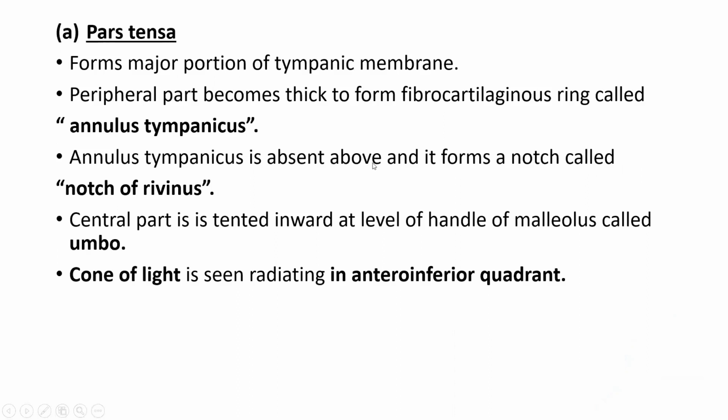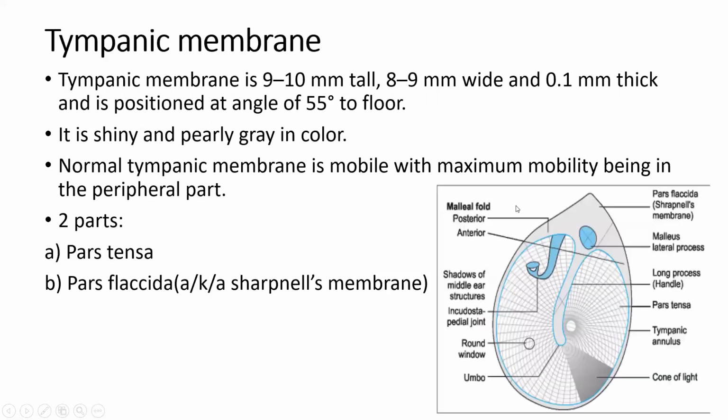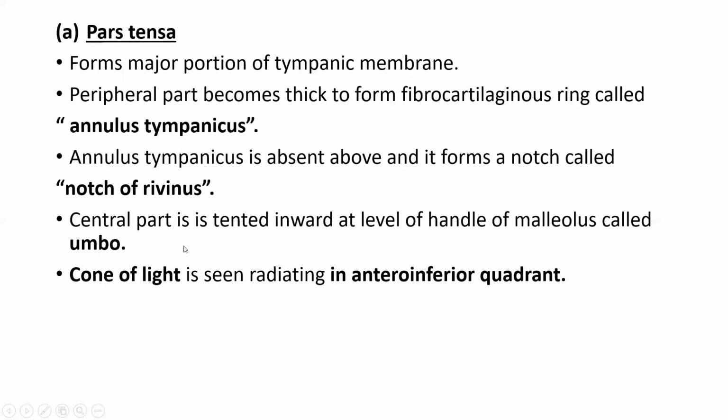Annulus tympanicus is absent above, and it forms a notch called the notch of Rivinus. So in the diagram, you can see here in the upper part of the tympanic membrane, there is no tympanic annulus. There is a notch-like structure, and this notch is known as the notch of Rivinus. And this area is devoid of the fibrocartilaginous tympanic annulus. The central part is tented inward at the level of the handle of malleus, called umbo. So the central part is tented inward because of the handle of the malleus, and that tenting is known as umbo.